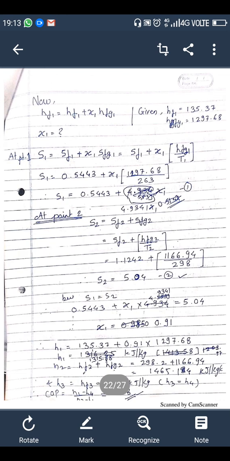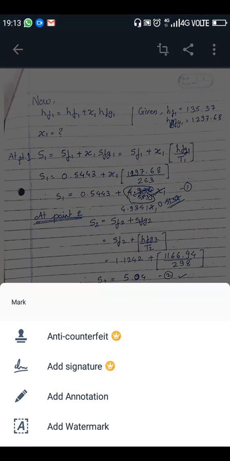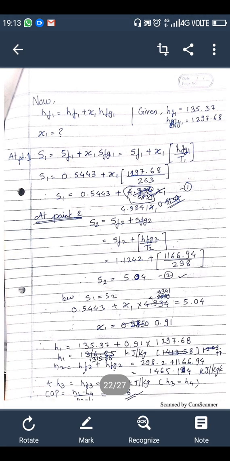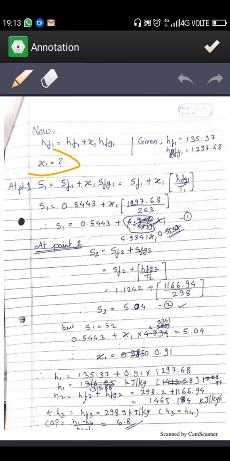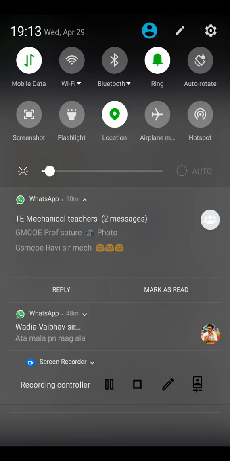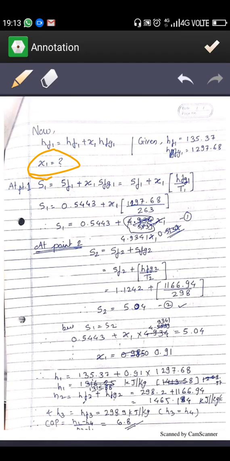Here again they are not providing us the dryness factor. For this you need to find this dryness fraction. For this we are using the entropy. They are provided here, S1 and S2. Then we are finding S1 and S2, then comparing S1 and S2 to find the dryness fraction.